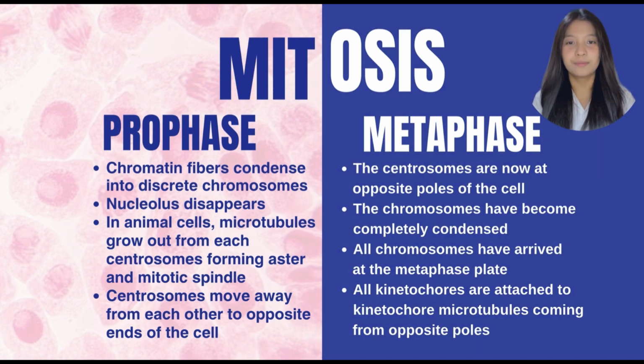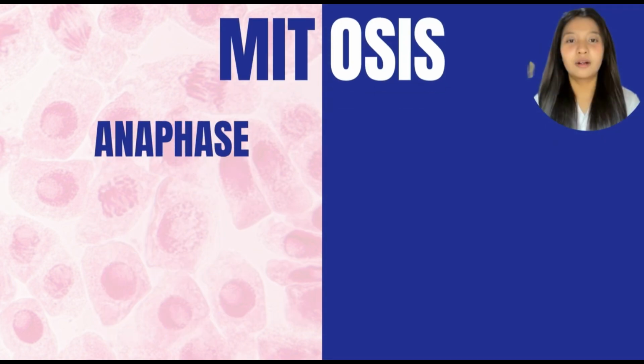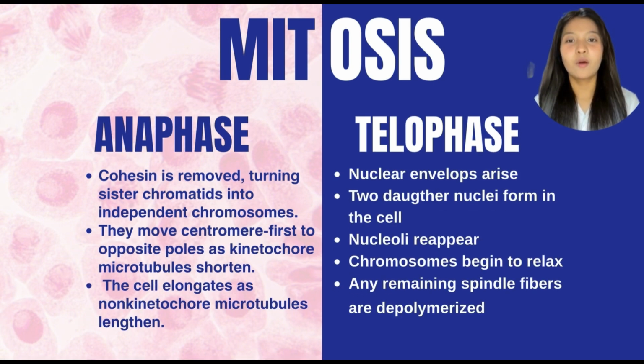Third, anaphase. Cohesin is removed, turning sister chromatids into independent chromosomes. They move centromere first to opposite poles as kinetochore microtubules shorten. The cell elongates as non-kinetochore microtubules lengthen.